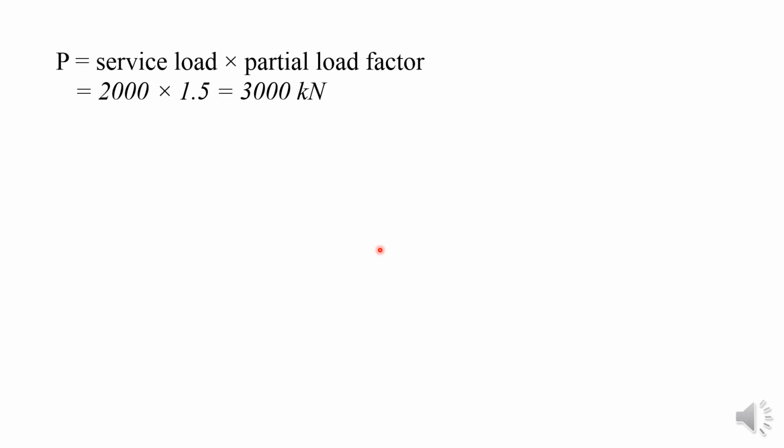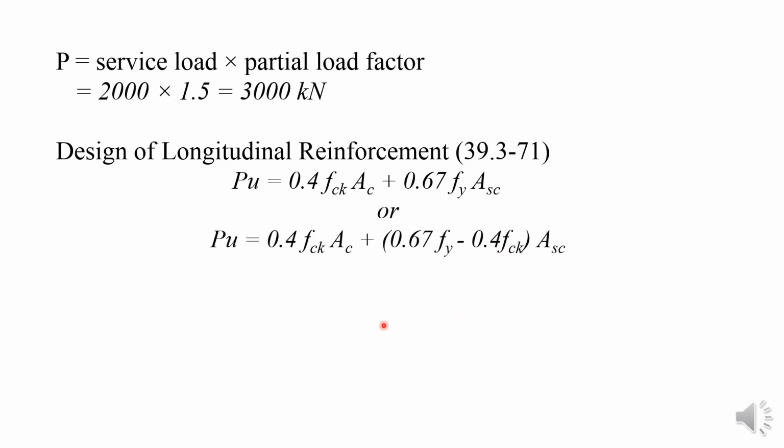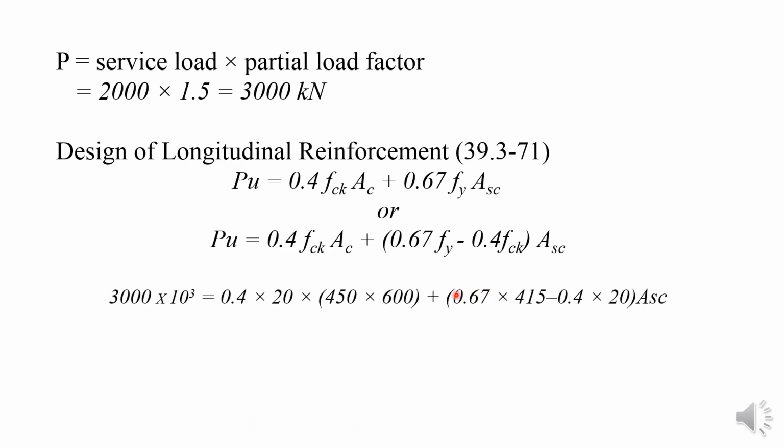Next we have to design the reinforcement, that is, the longitudinal reinforcement. It is given in clause 39.3, page number 71 of IS 456 2000. Pu is equal to 0.4 fck Ac plus 0.67 fy Asc. Otherwise we can write the equation as Pu is equal to 0.4 fck into Ac plus (0.67 fy minus 0.4 fck) into Asc. We know all the values apart from Asc, the area of steel in the compression zone, which we have to find out.